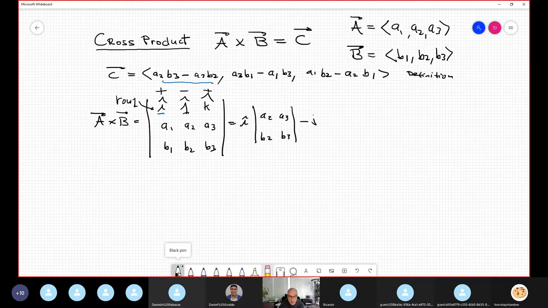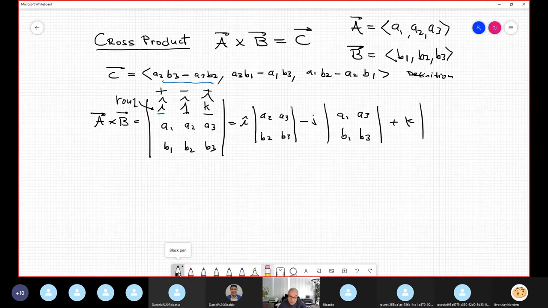Because then the second is J, A1, A3, B1, B3. And the third one is K. But it's positive, and the minor or the cofactor, whatever you want to call it, is not the same, but it's similar: A1, A2, B1, B2. So it's super easy, remember it that way. Okay, this is equivalent to this idea, but you are doing it that way.